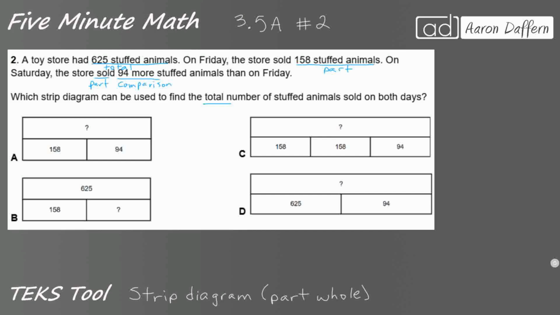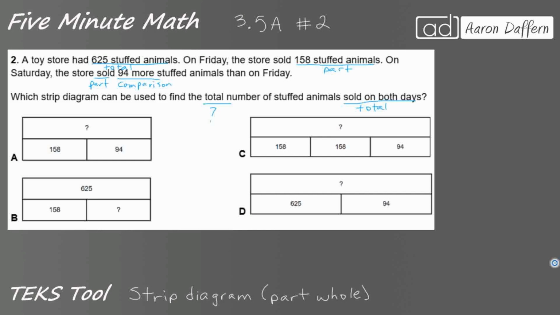Well, that's interesting. They're asking for the total, but I have a total, 625. But look what they're asking for. Stuffed animals on both days. So this is one of these situations in which they are giving us extra information. I've got two totals. I've got 625 stuffed animals. That's my whole. And then from that, I sold some on Friday, some on Saturday. But I'm also looking for a total or a whole. But the total is different than what they give me, which means I don't need this.